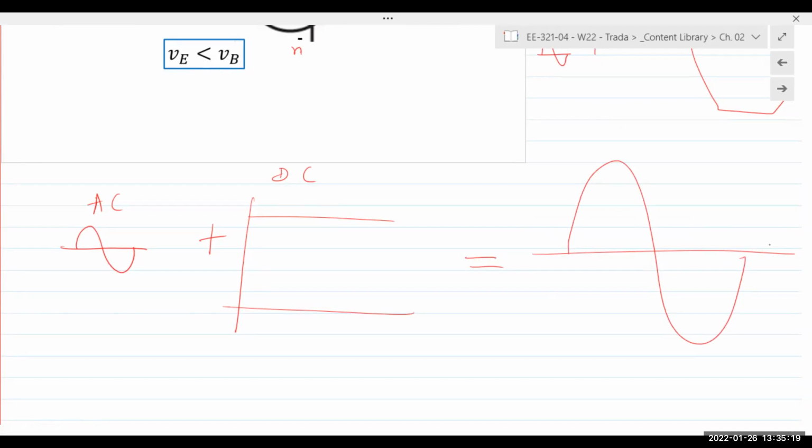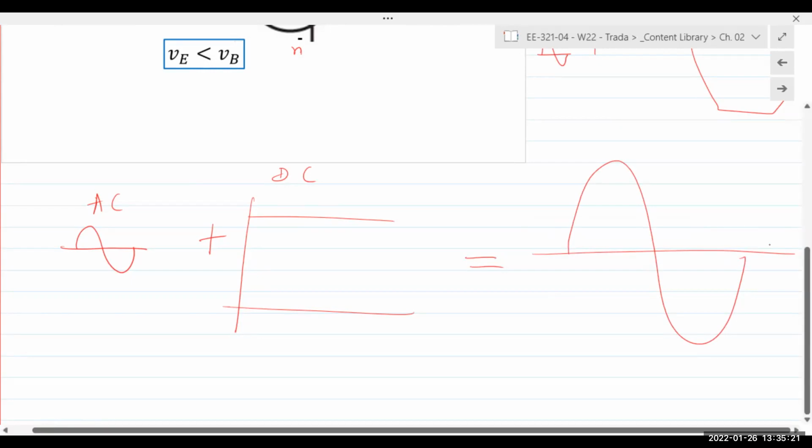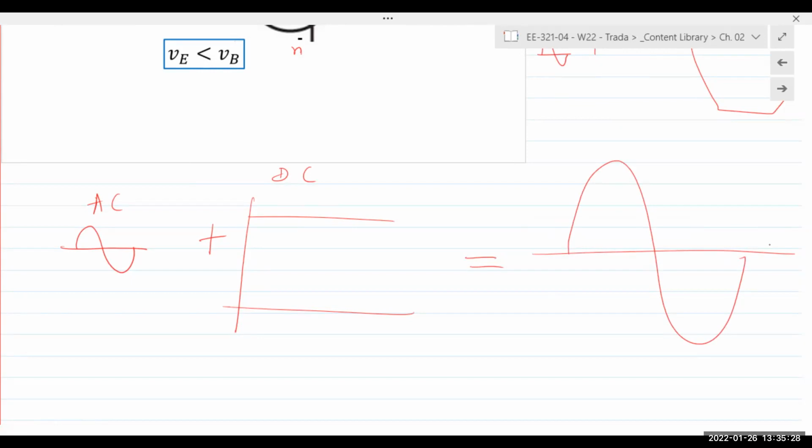It depends on the configuration that we want to use. It's a good question. The question being asked is which terminals are the input and which are the output? We'll talk about that in just a bit. Does this make sense? This is basically the basics.